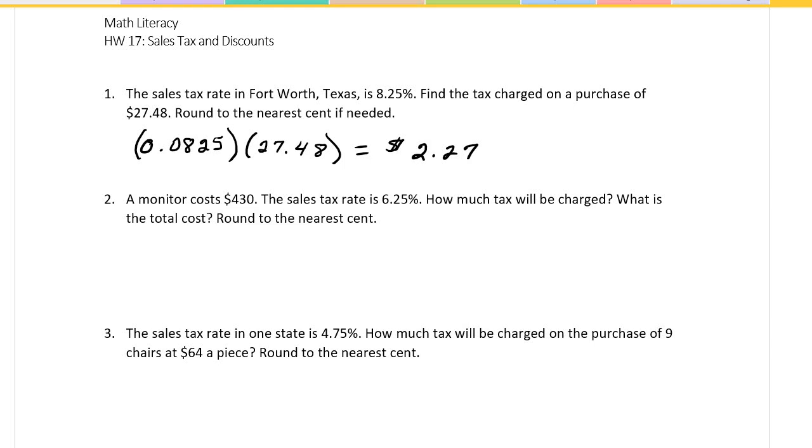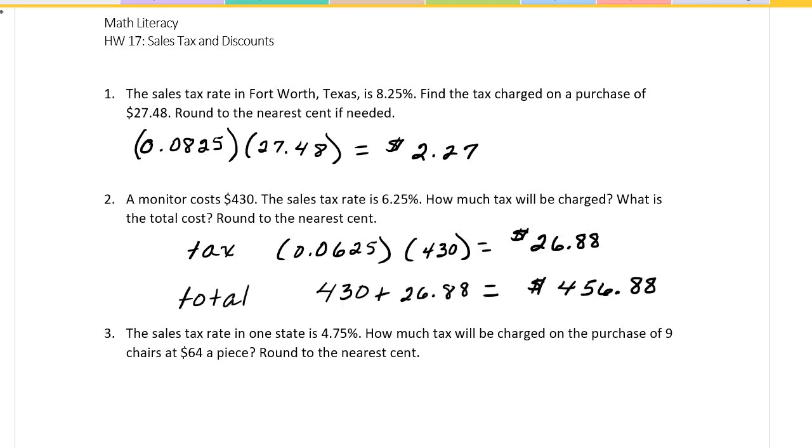Problem 2, a monitor costs $430. We're given the sales tax rate, and we're asked how much tax will be charged and the total cost. To find the sales tax, we multiply the percentage times $430. We get $26.88. Now we need to add that tax to the cost of the monitor. Total cost will be $456.88.